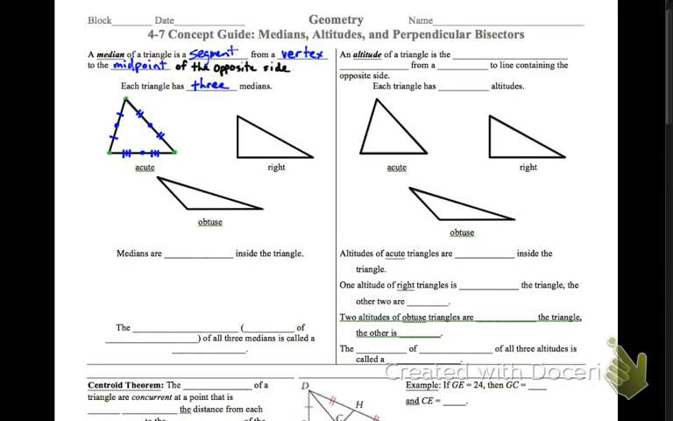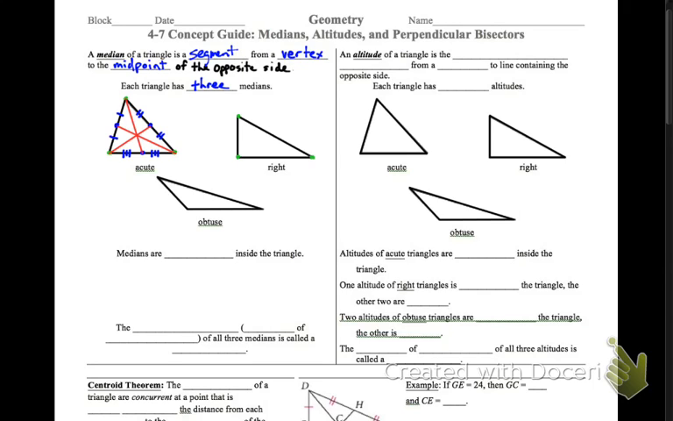To know that we're talking about a midpoint, we need to mark that it creates two congruent pieces, two congruent segments within that side. So without a doubt, this is the midpoint of this segment, and this is the midpoint, and this is the midpoint. So that is a median. There's two more medians, like so. So it goes from the vertex to the opposite sides.